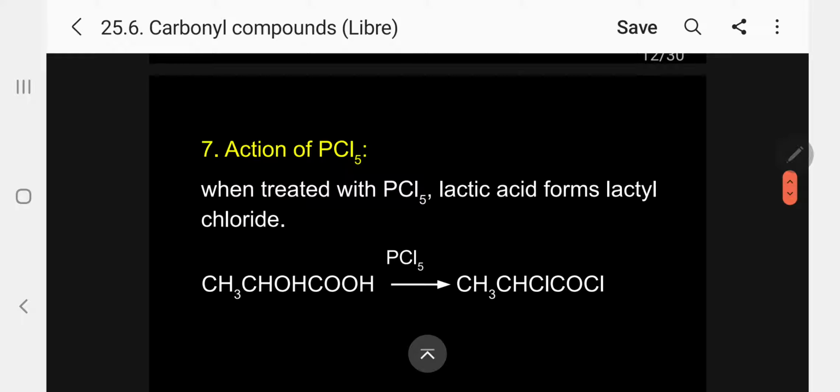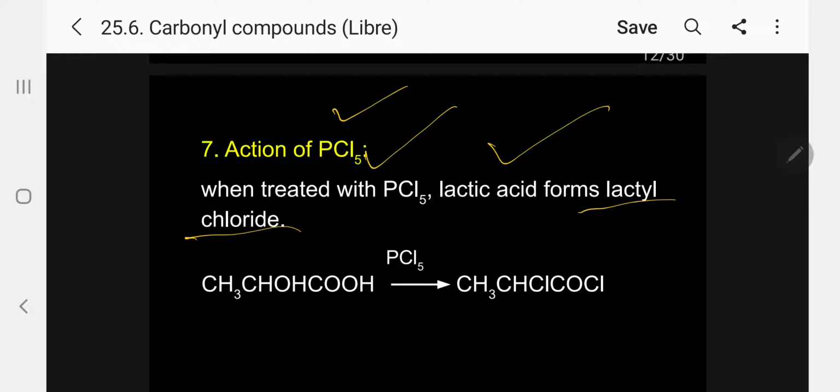Then action of PCl5. Kindly follow. PCl5 is a powerful reagent. When treated with PCl5, lactic acid forms lactyl chloride. That means both the OH of the secondary alcohol and the OH of the acid are substituted by Cl. Please follow. This is called lactyl chloride. Both OH and COOH are reacting.